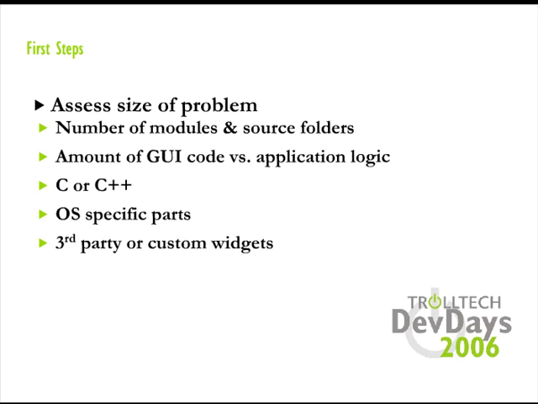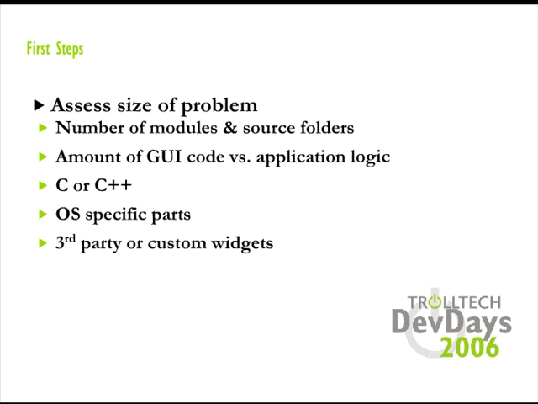Okay. We've covered a bunch of issues that crop up. And so now where do you begin when you think you want to do a port? The first step is really assessing the size of the problem you have. It's good to go through the number of modules. To me, that's an application directory. Number of source folders. Well, source folders is really an application directory.